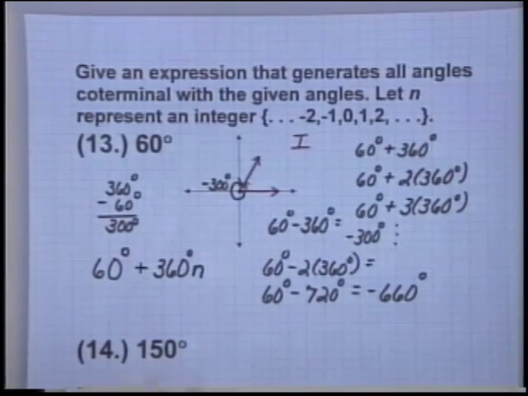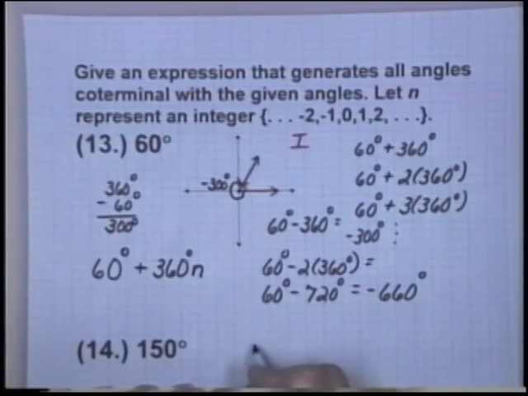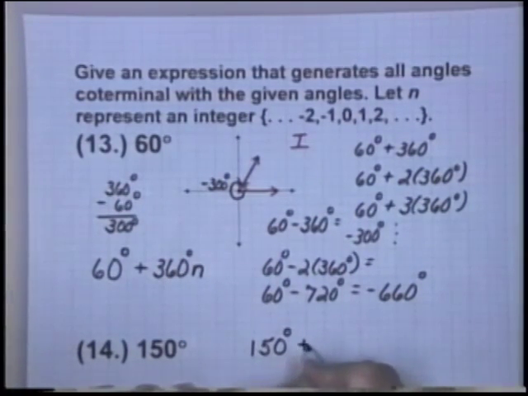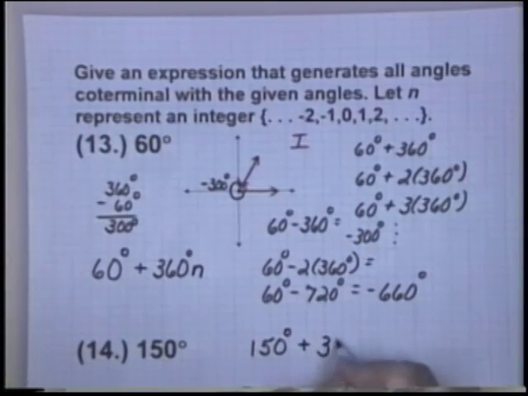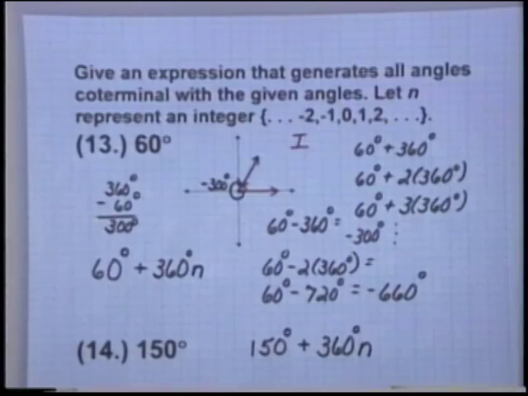Therefore, for this 150-degree angle, how would we write the expression that would generate all angles coterminal with this given angle? It would be 150 degrees plus 360 degrees times n, where n is an integer.